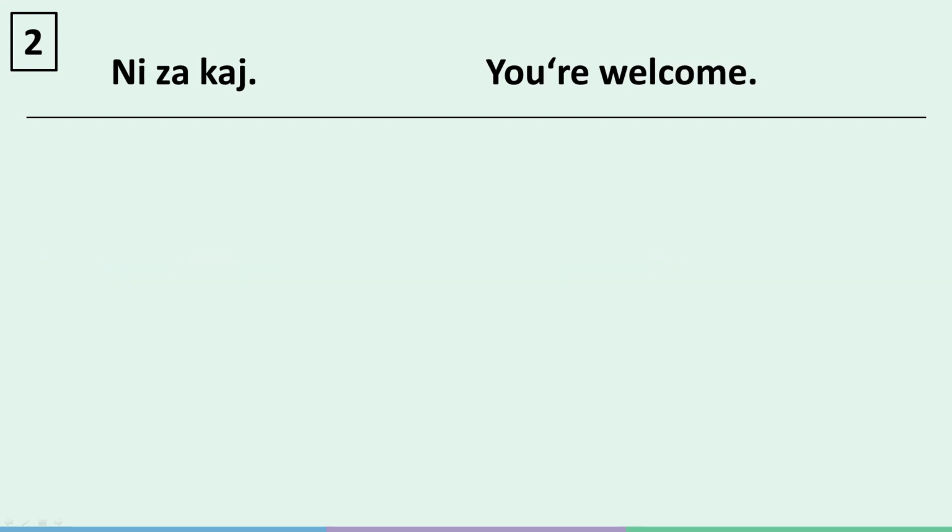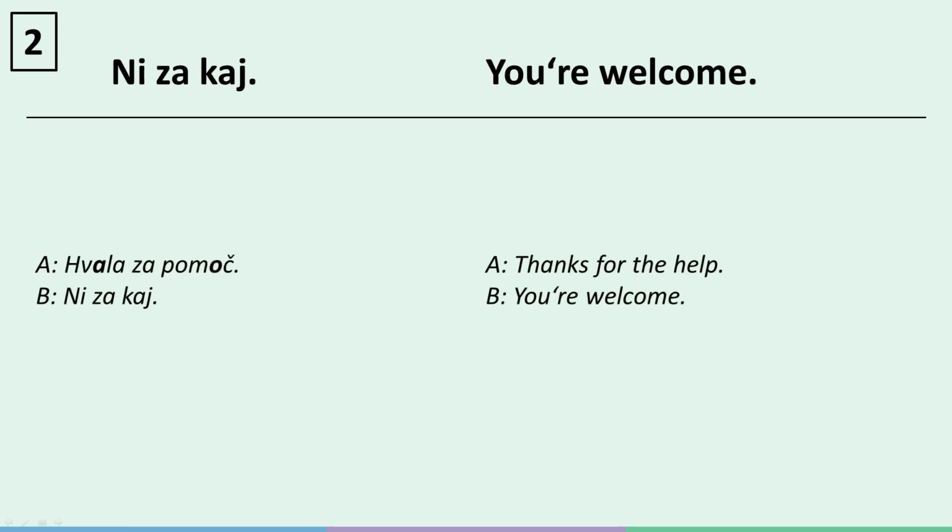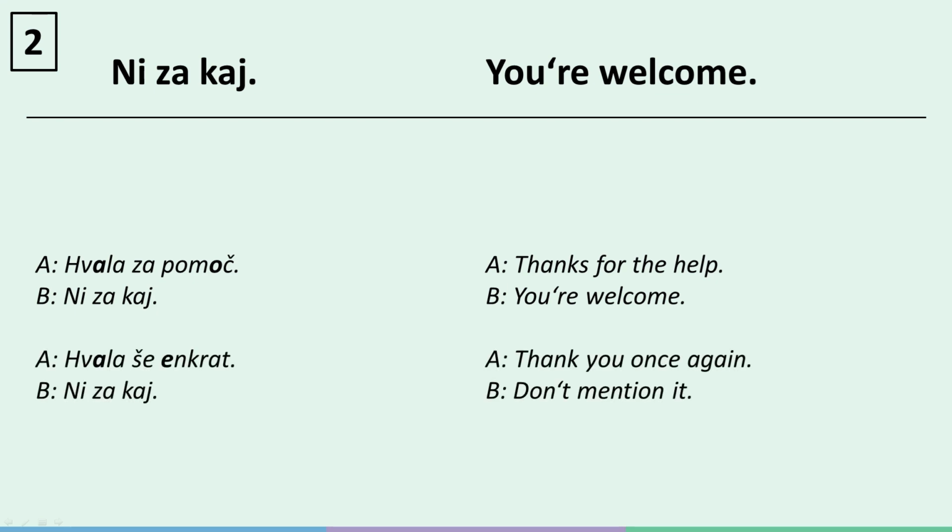Next up is ni zakaj. Ni zakaj is another way of saying prosim or you're welcome. When someone thanks you by saying hvala, you can say prosim or ni zakaj. Hvala za pomoč. Ni zakaj. Thanks for the help. You're welcome. Hvala še enkrat. Ni zakaj. Thank you once again. Don't mention it.